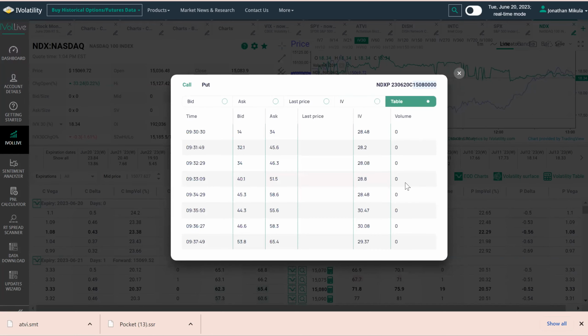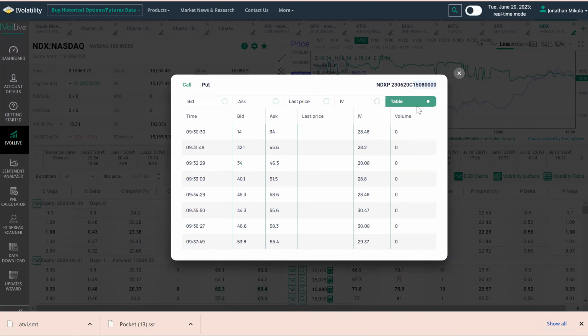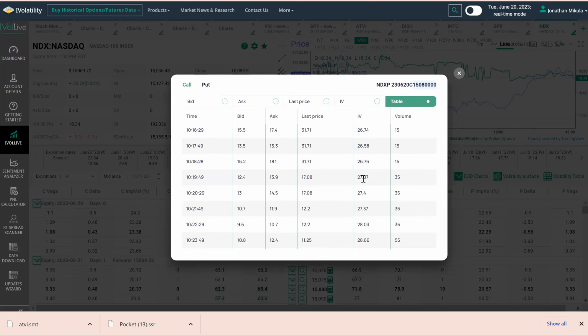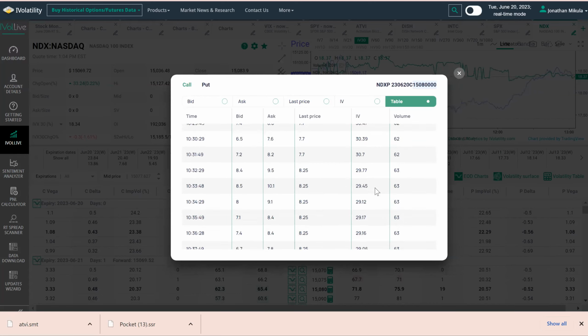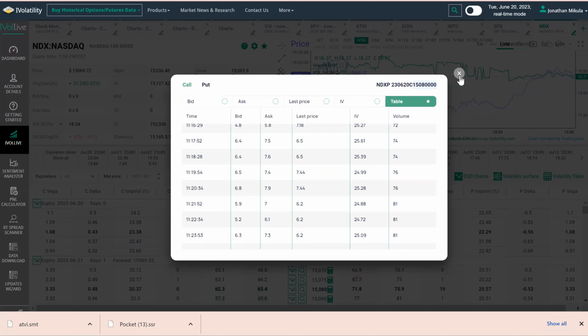Also, table view is really cool because it shows you where actual trades happened. If you click on that, you can see at the opening, NDX was very slow. There really wasn't much action until around 10:15 in the morning. Then you see a lot of action start to pick up as the market wakes up after a long weekend. That's also one of my favorite views.